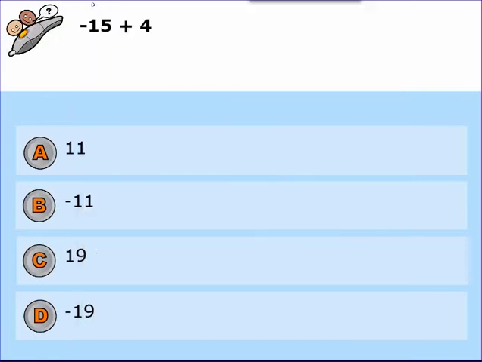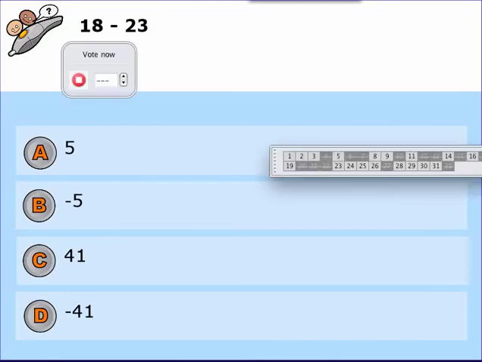So let's go ahead and look at that. The reason why it's not positive 11 is because, once again, if you use the number line, here's 0, here's negative 15. If you add 4 to that, that means you go 4 to the right, and that's going to put you at negative 11 right here. All right, 18 minus 23.